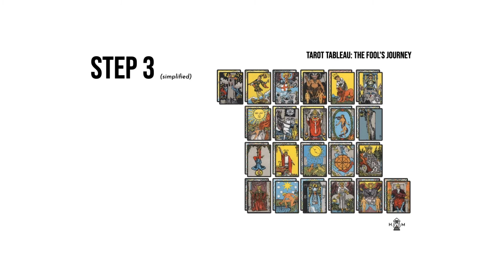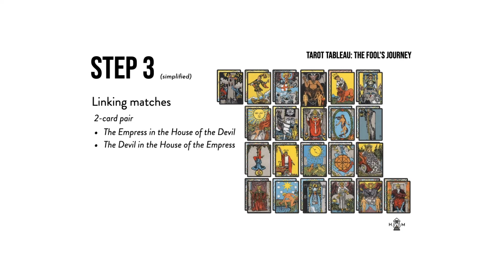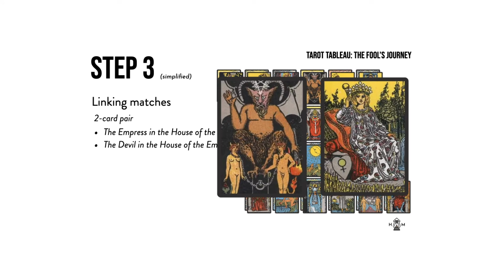Q also has 3 chains of cards that link together through their house card combinations: a 2-card pair, a 5-card string, and a chain that is too long to be useful to interpret in this context. The first is a 2-card pair, the Empress in the house of the Devil and the Devil in the house of the Empress. Because they are in each other's house, the energies of these cards may be blended or in dialogue.